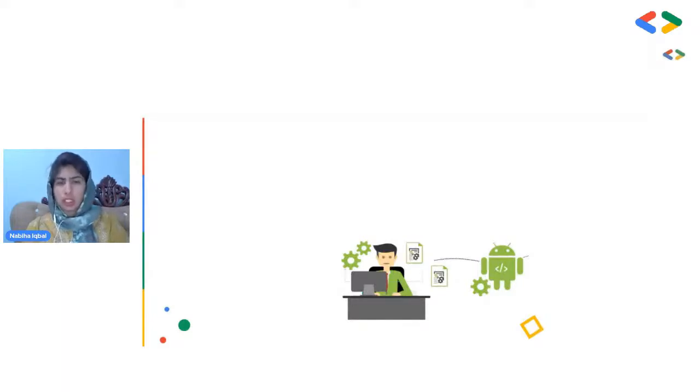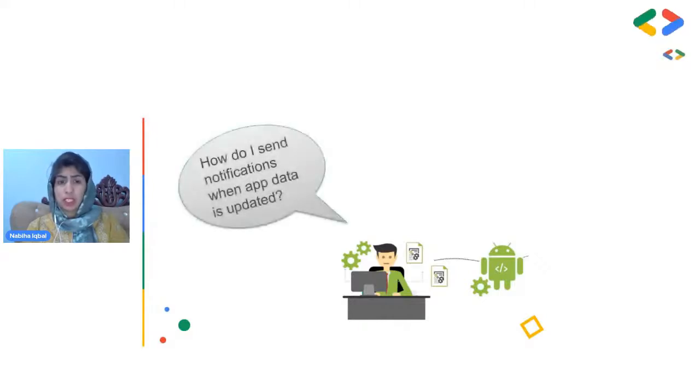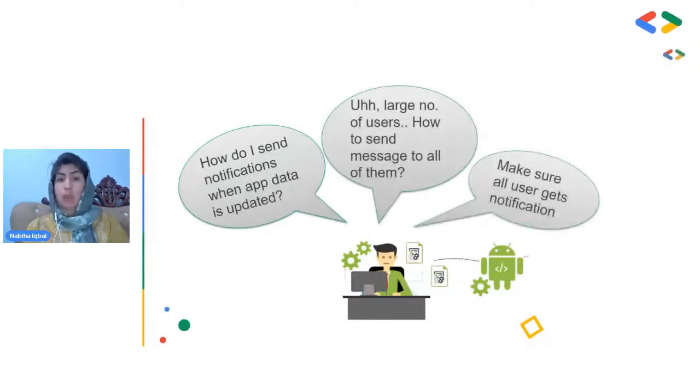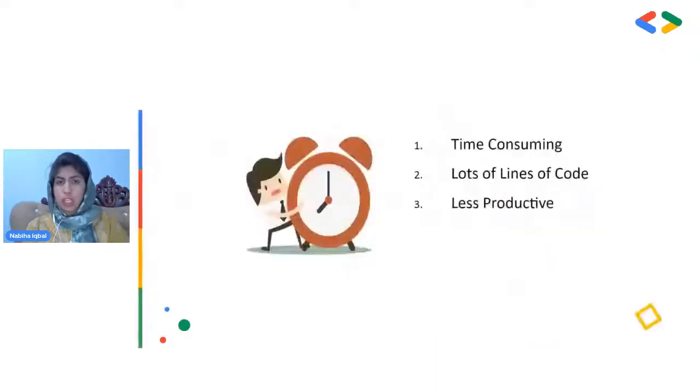With this picture, every developer can relate. Sometimes developers face common app development problems, like when we have updated our app and we have to send notifications to millions of users, and we also want to make sure that a user gets a notification. If we create a service, then we have to write a lot of lines of code, and it is time consuming. And being a developer, you know that we have to develop it, then test the code, and then maintain it.